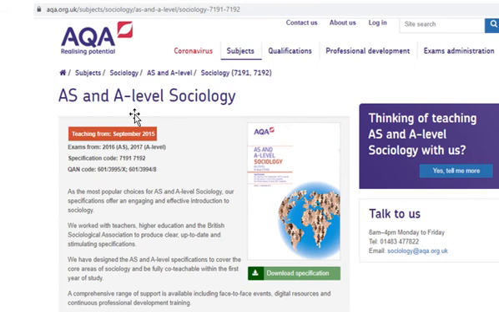Now, the college that I teach at uses AQA, and you can find AQA specifications by going to any Google search, putting in AQA, finding your subject, the level that you're looking at, and there should be your specification there. These are readily available to everybody, so make sure that you know where yours are.